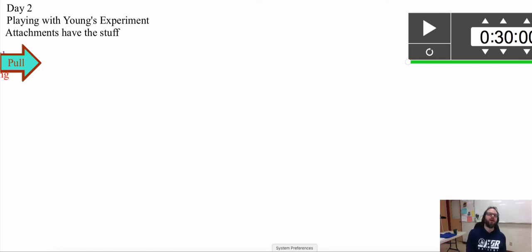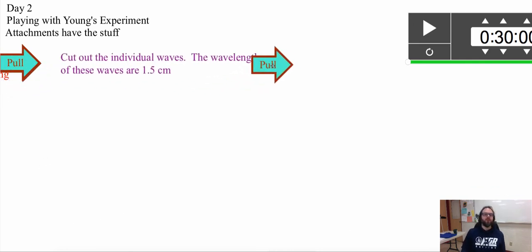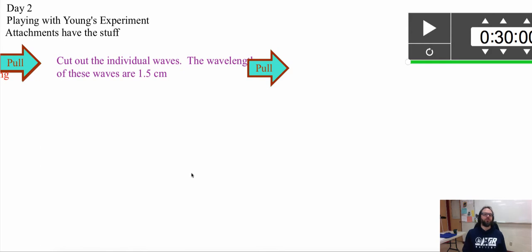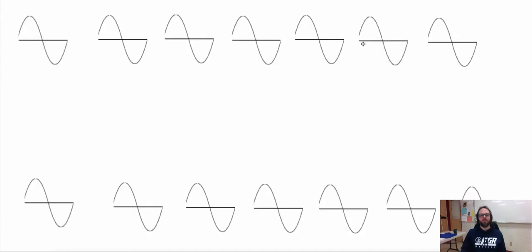So in the second day of diffraction and Young's double slit experiment, we're going to first start off with a little bit of an experiment. So I'd like you to go to your site and print off the 2 PDFs I have for day 2. First, you're going to cut out the individual waves, and each wavelength should be 1.5. That should be a PDF with these little waves like that.